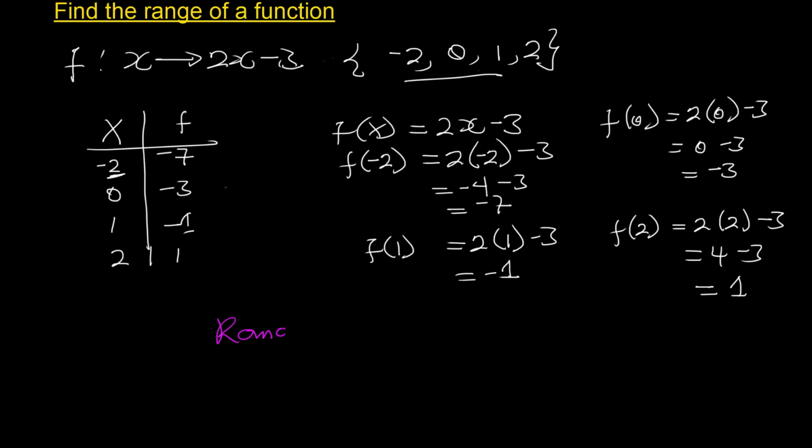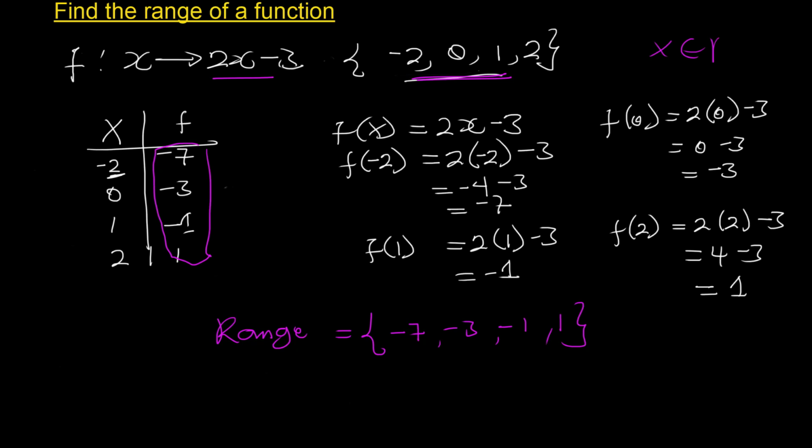The range is equal to this set. The numbers here give us the range. So we have -7, -3, -1, and 1. This is the range. Notice that this range is defined for the function on the domain -2, 0, 1, and 2. Now let's look at the case when the domain is not defined from -2 to 2, but on the set of real numbers. So we'll take that as the next example.